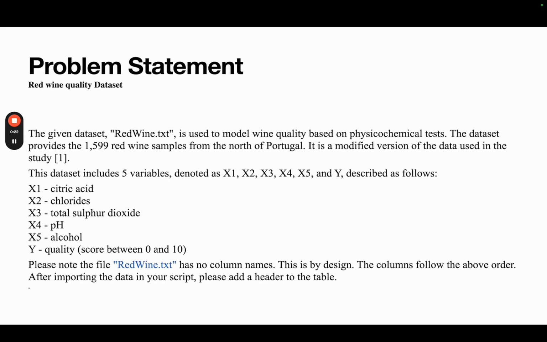The problem statement here is we have been given a red wine quality data which consists of five variables and one output variable. The five variables are citric acid, chlorides, total sulfur dioxide, the pH level, alcohol, and the output is the quality of the wine.